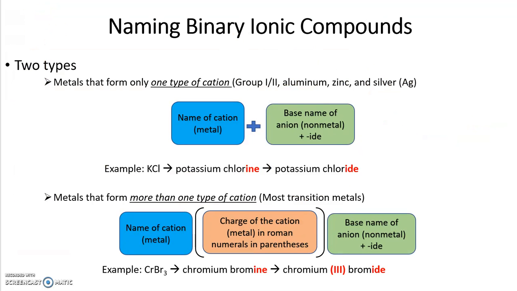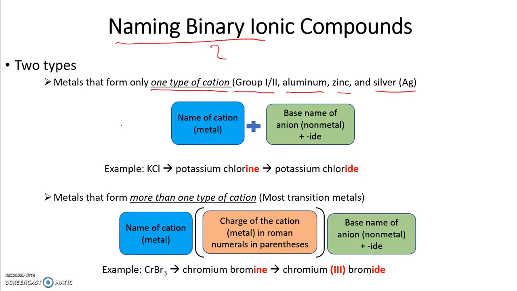So how do we name these? We're going to start with naming binary compounds. Binary just means two. And ionic compounds. There are two types. Metals that form only one type of cation. These are group 1 and 2, aluminum, zinc, and silver.